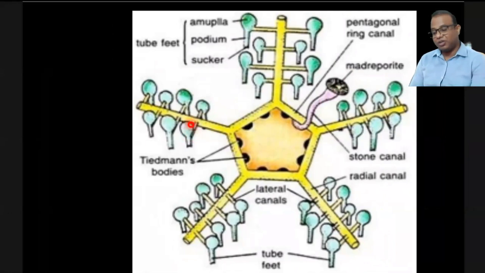That horizontal tube enters into this part. Right. So the tube foot is slightly swollen on the anterior end. You see here? Those are called ampulla. So this is the structure of the tube foot. This swollen upper part is called ampulla. So when water enters into this horizontal canal, what is the name given to the horizontal canal?